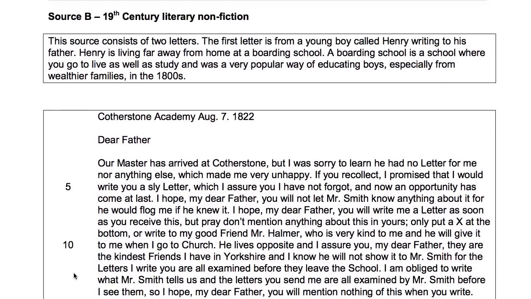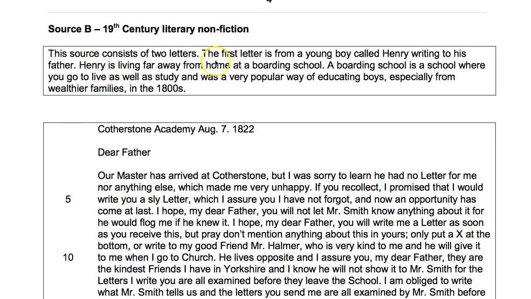So you will always be given a little bit of information to help you understand the context. So here we're looking at two letters, they're by a boy called Henry. You need to know what a boarding school is, I'm sure most of you will. You're told what a boarding school does and who would use it. So you're not expected to know everything. However, the more general knowledge you have, the easier this paper will be.